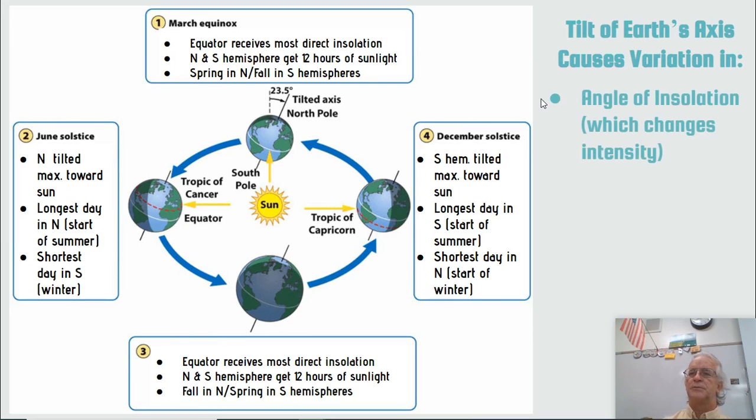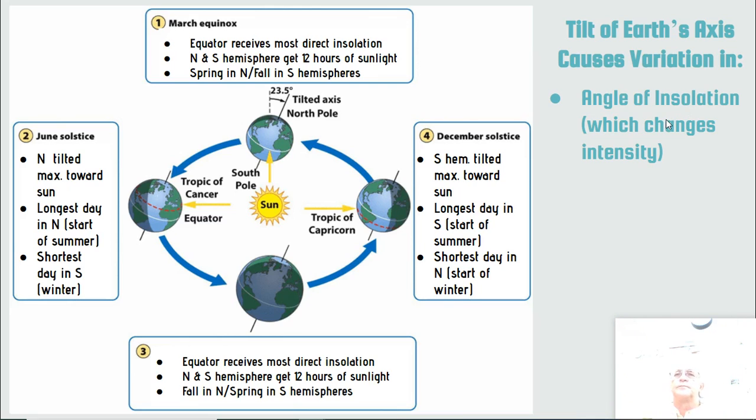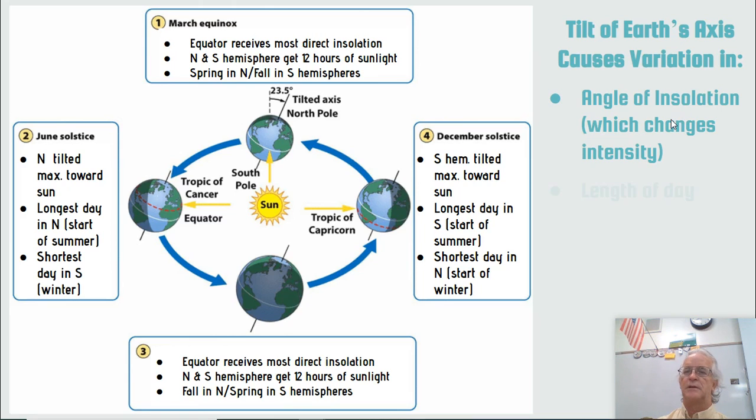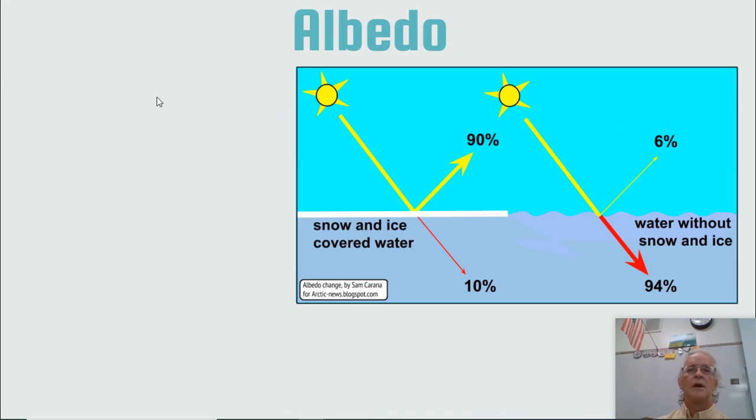The tilt of the Earth's axis causes variation in the angle of insolation, which causes variation in intensity. Therefore, it causes changes in length of day and the seasons.